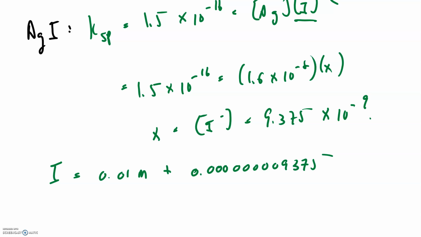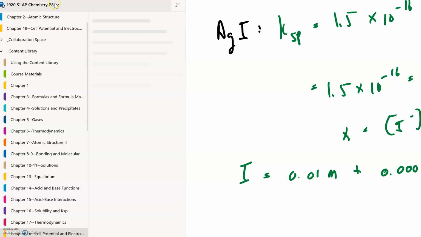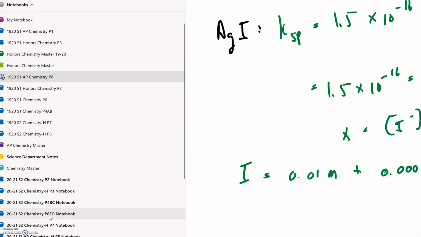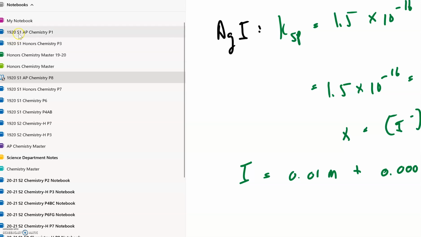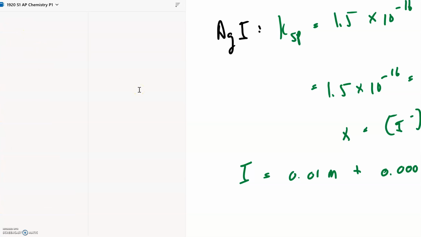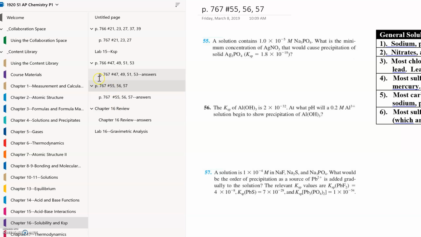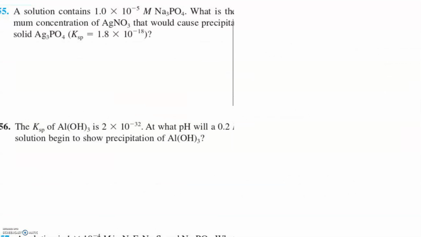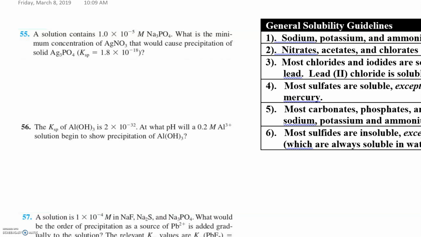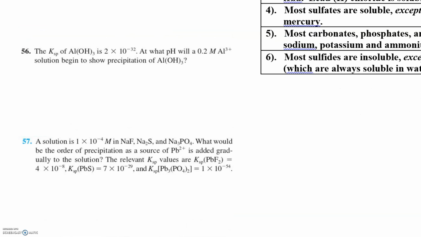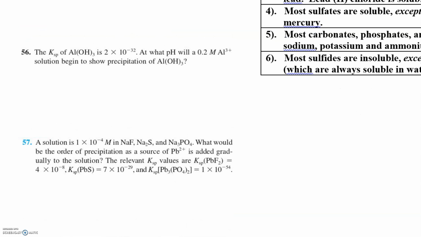So I do want to remind you a couple of things. I'm going to ask you to try a couple of these over the evening, and there's 3 problems I'm going to ask you to look at, and they look like this. Very similar stuff. A solution contains 1 times 10 to the negative 5th molar sodium phosphate. What is the minimum concentration of silver nitrate that would cause the precipitation of silver phosphate? Be careful here, this one's going to involve some coefficients. Number 57 is going to ask you to compare the order of precipitation, the least amount of lead ion, the most amount of lead ion.